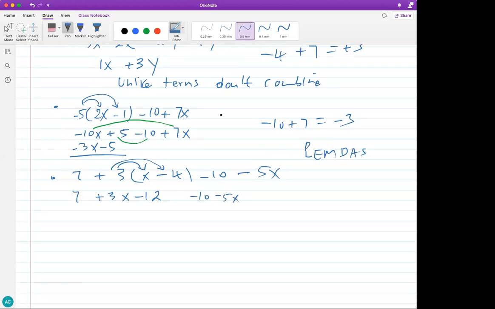Okay, so that's the first step you want to do here, just like here. You want to clear the parentheses. Okay, then combine like terms. Same thing here, so clear. Number 2 here, we're going to combine like terms.